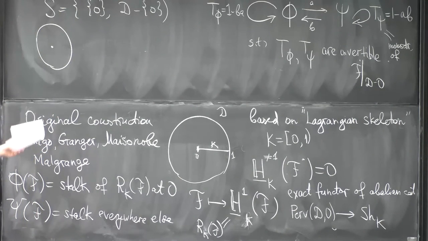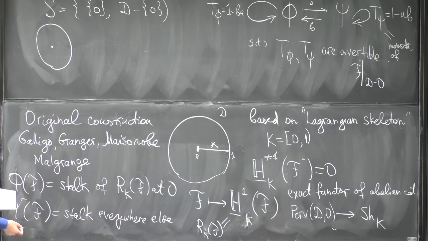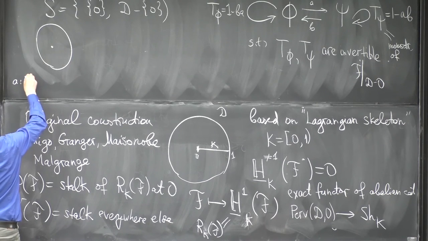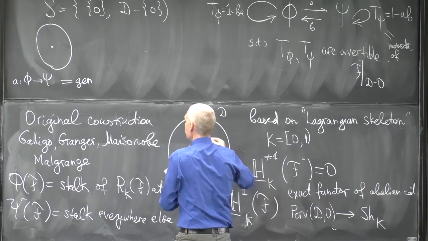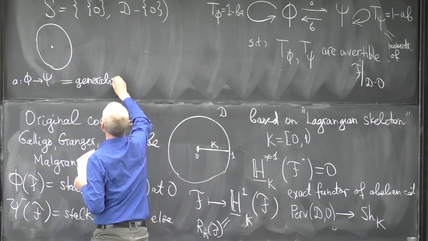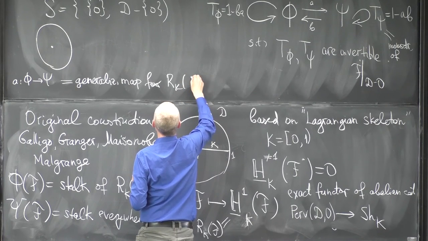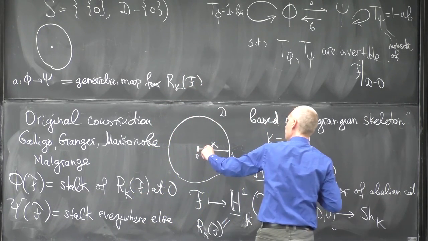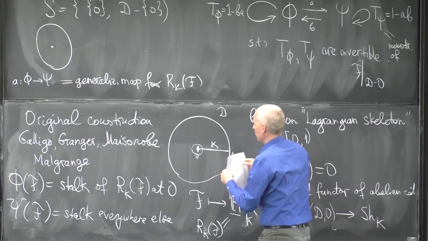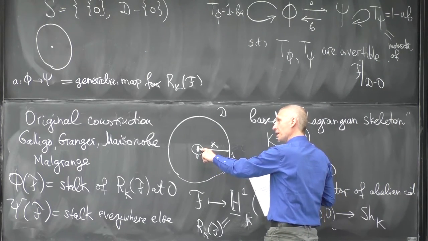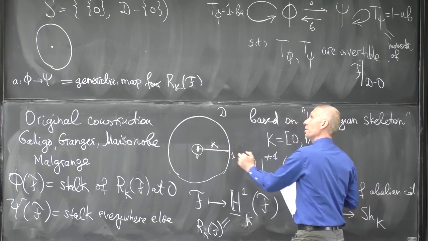So the map A from phi to psi is simply the structure, the generalization map of this sheaf. By definition, it is the only map which makes onto the sheaf, generalization map for Rk of F. A stalk is by definition the space of sections over a small neighborhood. No matter how small, it contains one of those points, which are not zero. So a stalk here is the same as a stalk anywhere else.